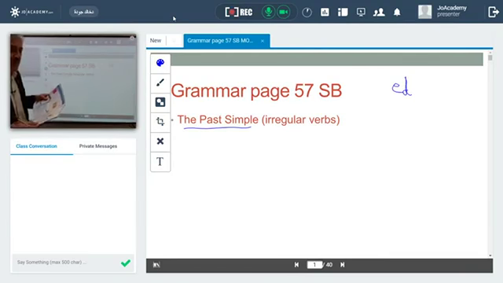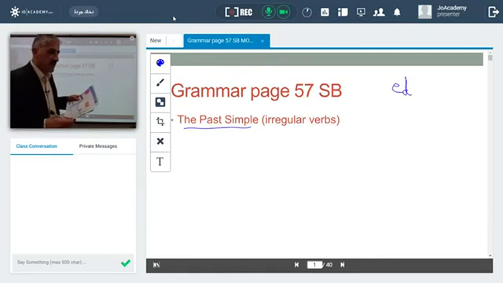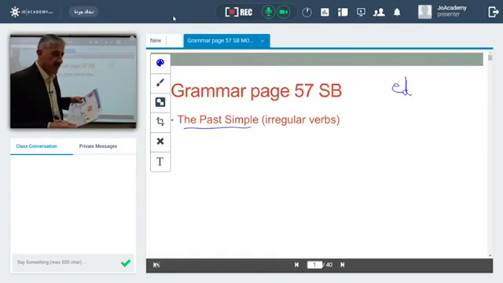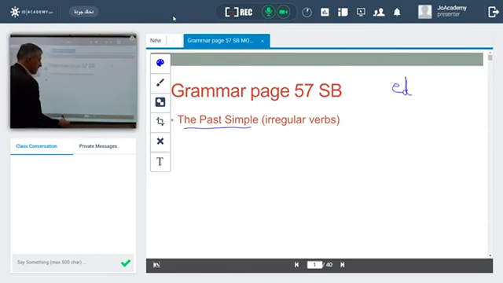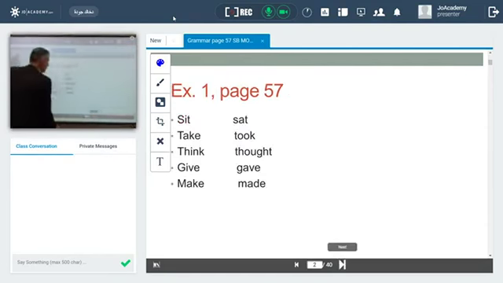Here it's required from us in pairs to find the past simple form for these irregular verbs in the text on pages 55 and 56. We have five verbs. Okay, we have sit, take, think, give, and make. When we change these five verbs into past simple, we change the form of writing.